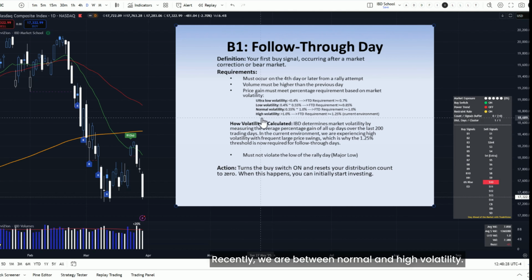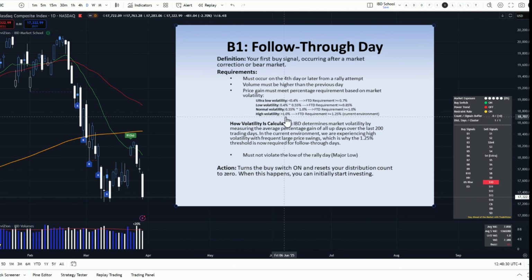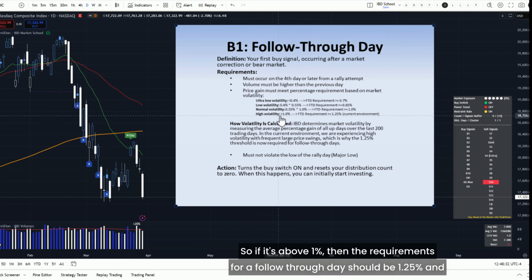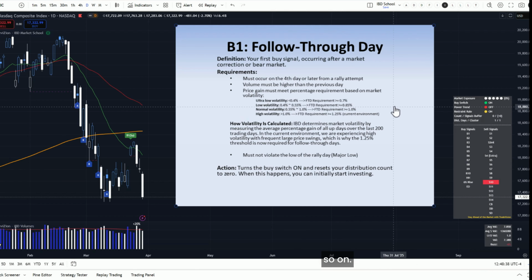Recently, we are between normal and high volatility. So if it's above 1%, then the requirement for a follow-through day should be 1.25% and so on.